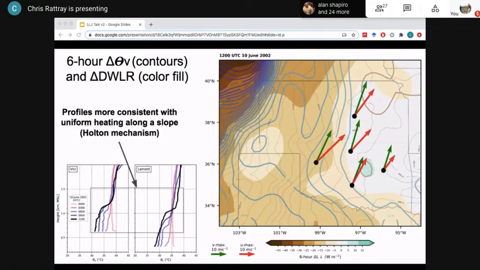So just taking a look at the evolution of the theta V profiles between VICI and Lamont, they seem consistent with what we might expect from that Holton mechanism with the uniform heating along the slope. But since these results are still pretty new, I still have to look at this a little bit further to confirm this is what's going on here.